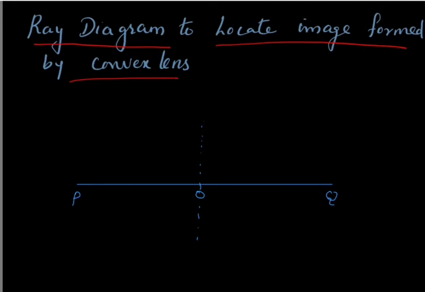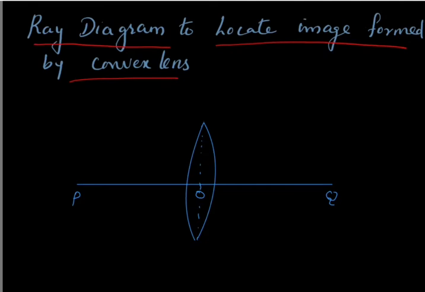After drawing that reference line, you draw the lens. Here I am going to draw a convex lens. So you draw a convex lens there. O is the midpoint or the optic center of the convex lens that we have drawn.